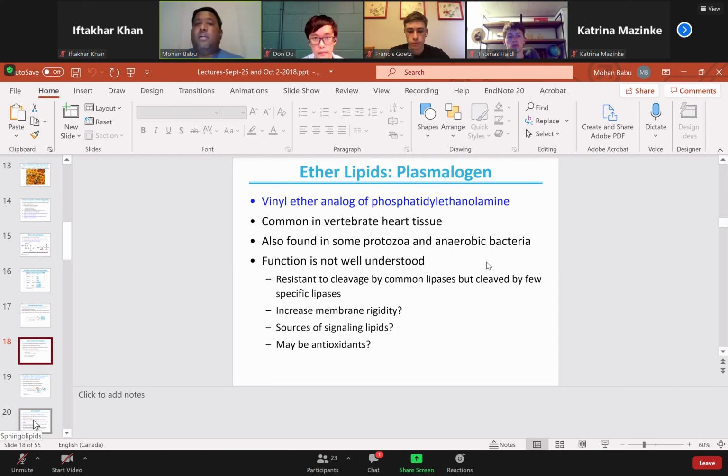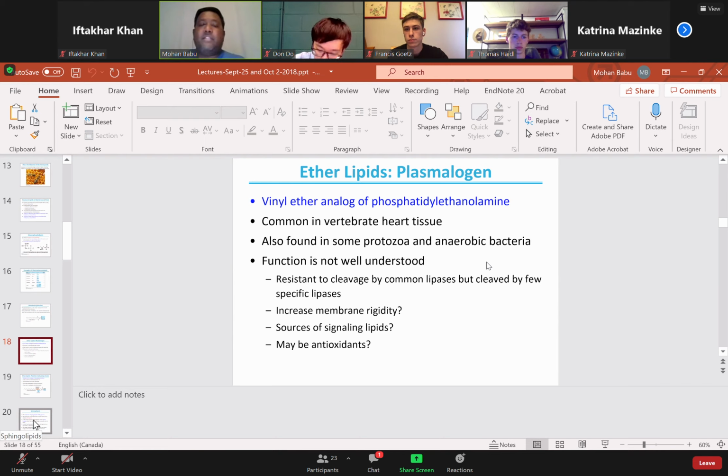For example, how do these ether lipids increase membrane rigidity? What are the sources of signaling lipids, and are they antioxidants? We do not know anything about it. Some of them are cleaved by lipases, so there are a lot of unknown questions, which I think need further investigation. The most important thing is that nobody knows about their function in terms of how they increase membrane rigidity and so on. So it's still a less well studied lipid molecule.